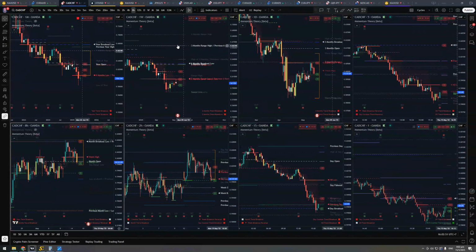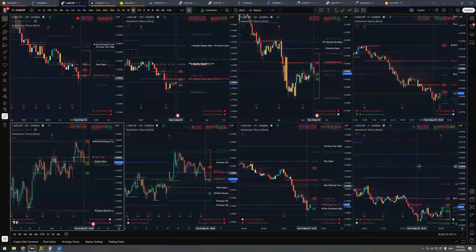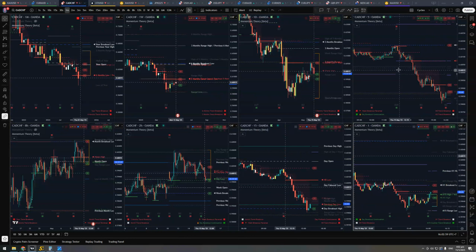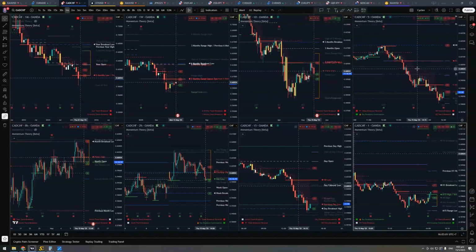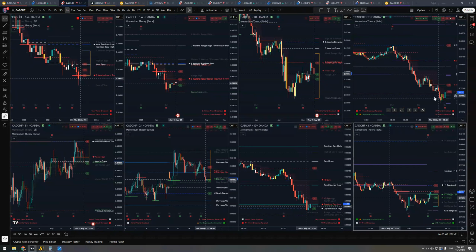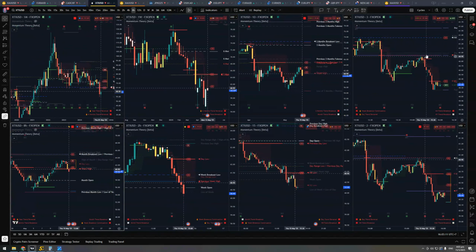CAD Swiss, I was bearish on this one. Did not set up, I don't think. Where am I? 14. Yeah, so no real setup. Needed it to break out of that entire structure. Oil looked like it's a good move.